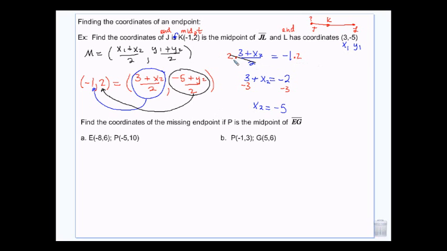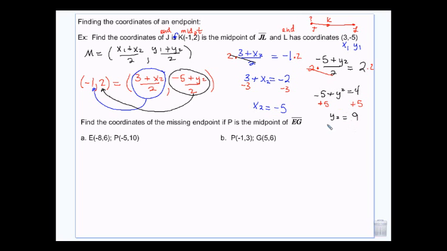And we'll do the same thing with the y, except instead of setting it equal to negative 1, we set it equal to 2. Multiply by 2. Those 2's will cancel. So I get negative 5 plus y2 equals 4. Add 5 to both sides. And y2 is equal to 9. This is my missing endpoint.